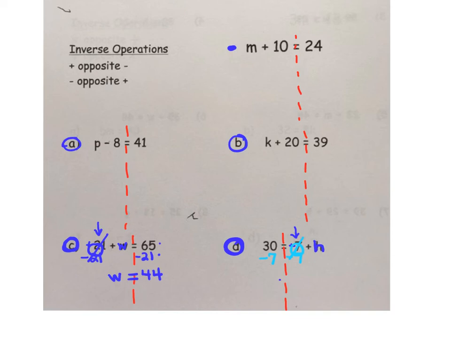And now we bring down our H and simply take 30 minus 7 to solve your problem. We get 23. 23 equals H, or H equals 23. Pause the video and complete the remaining 3 problems. When you're ready, turn the video back on and check your work.